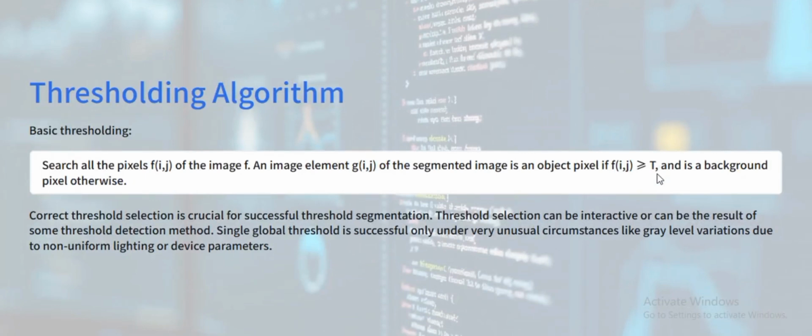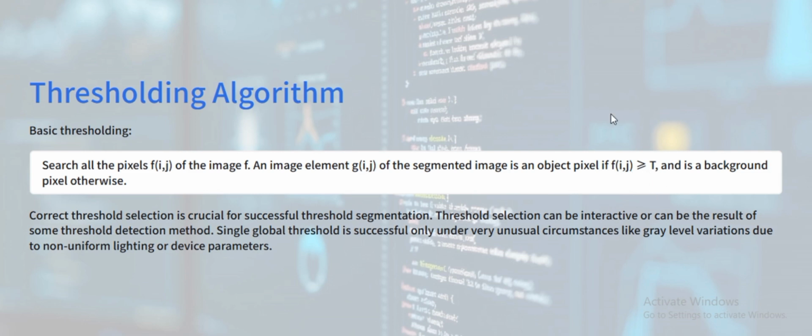We are going to discuss some of the different thresholding algorithms which are used to perform this segmentation. First, we discuss basic thresholding. We search all the pixels f of i, j of the image f. An image element g of i, j of the segmented image is an object pixel if its value is greater than or equal to the threshold value.